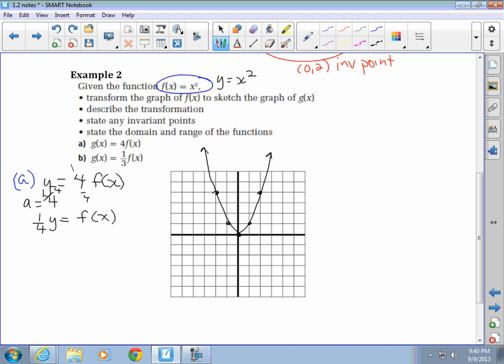So if a is equal to 1/4, then that means to find your scale, it's going to be 1 over a. So it'll be 1 over 1/4, which is just 4. So that means you're going to take every single y value that you have and multiply it by 4. So that means it's going to be a vertical stretch, so that's our transformation.